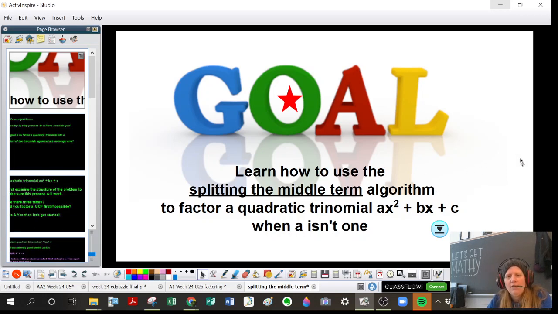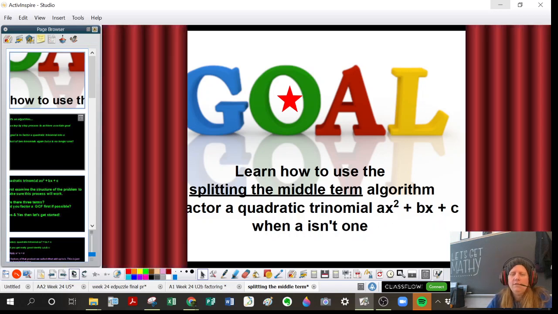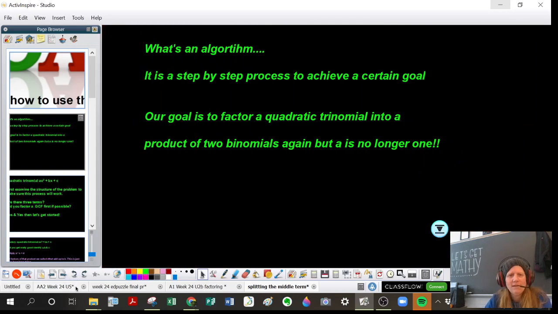Today we're going to learn how to use the splitting the middle term algorithm to factor a quadratic trinomial. That would be something of the form ax squared plus bx plus c when a isn't 1. What's an algorithm, you ask? Well, it's a big fancy word for a step-by-step process to achieve a certain goal.